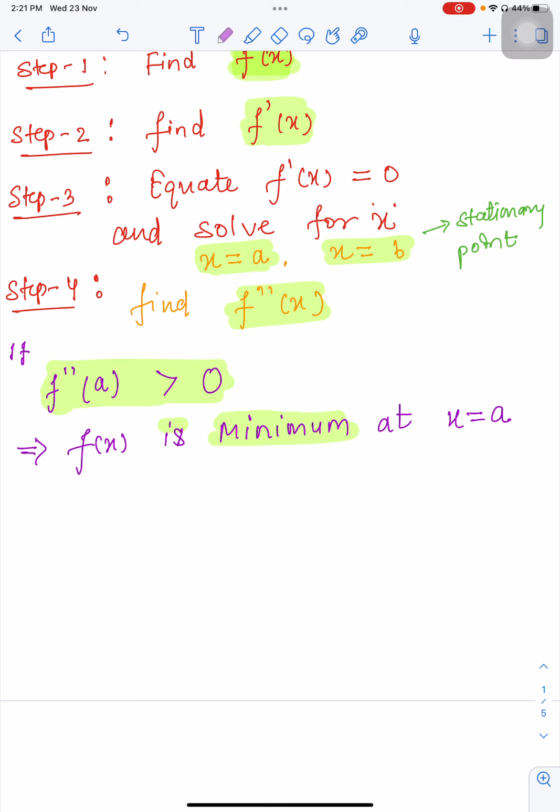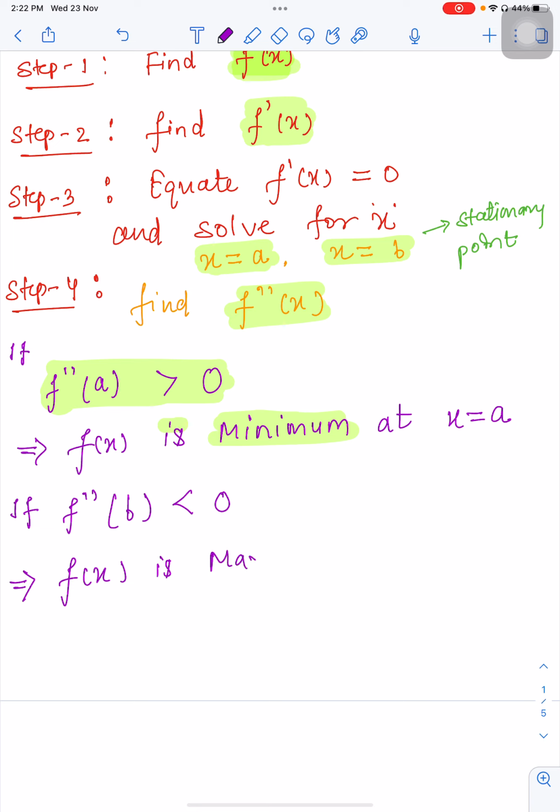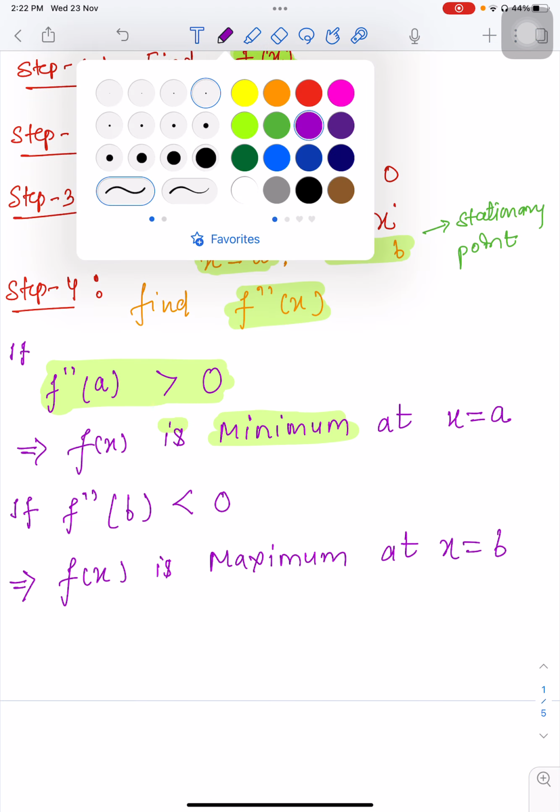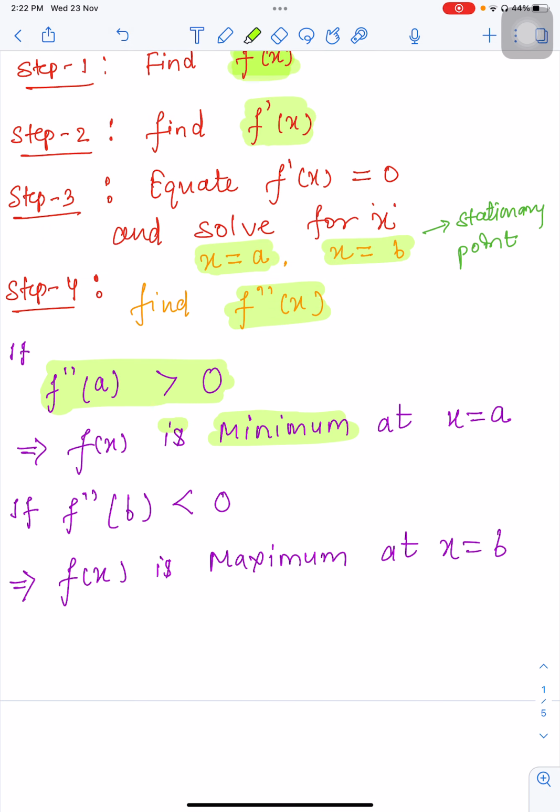Okay. Similarly, now we will put the second point, which is x equals b. So if f double dash b is less than 0, अगर double derivative at b less than 0 आया, then we can all guess easily now f of x is what? Minimum? No, not minimum. It will be maximum at x equals b. अगर second derivative negative है तो function maximum है, second derivative positive है then the function is minimum.